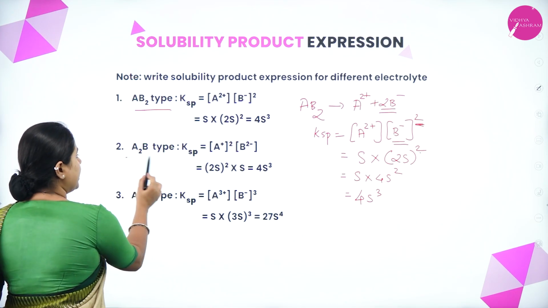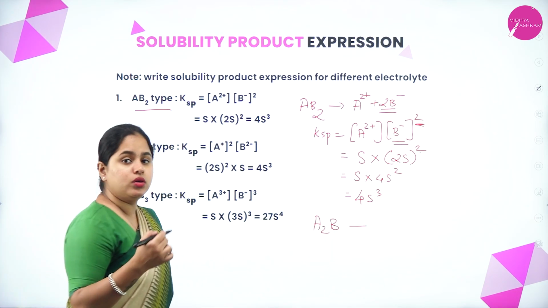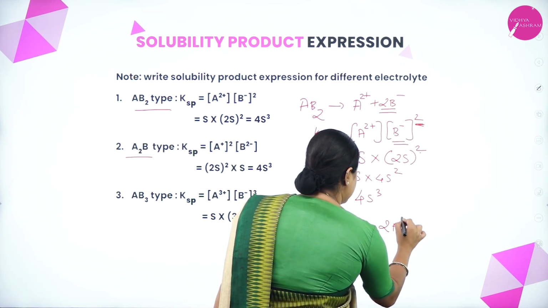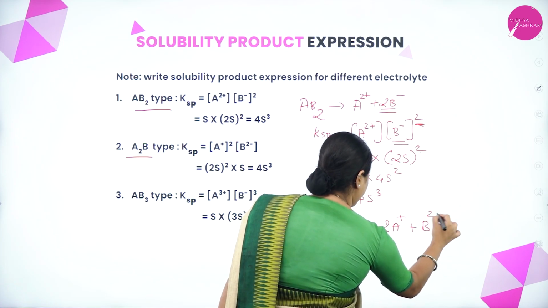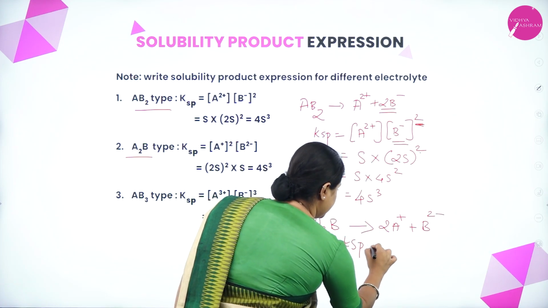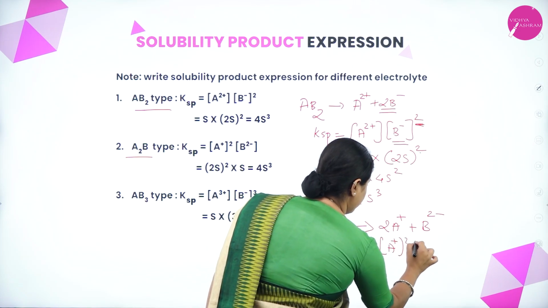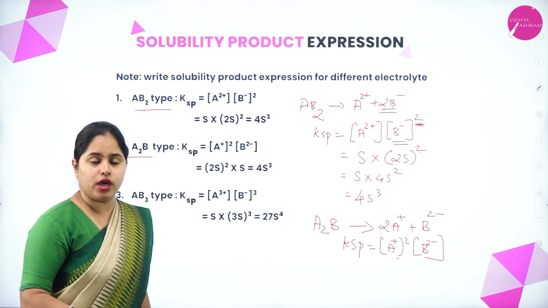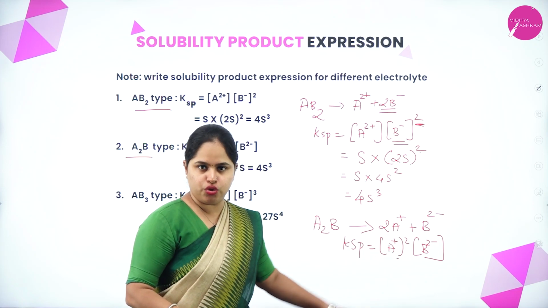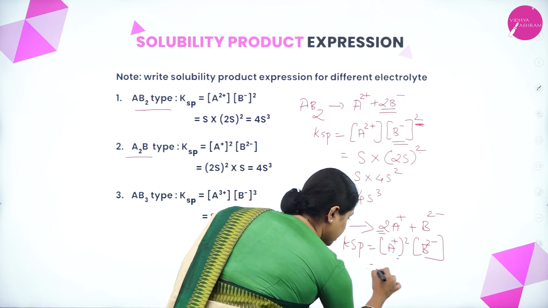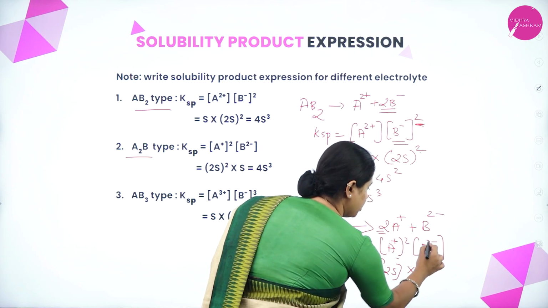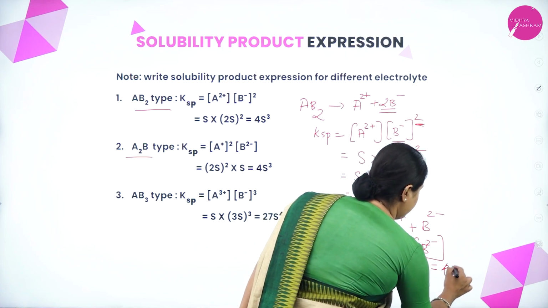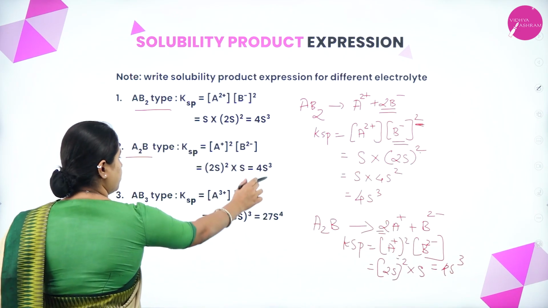Now moving on to the next one, A2B type. How does A2B electrolyte dissociate? It dissociates into 2A+ and B2-, right? So Ksp, how will you write? It will be [A+] raised to 2 into molar concentration of B2-. What is the molar concentration of A+ raised to 2? So solubility you have to write as 2S, right? It will be 2S into, this will be S, and here the 2S has a power also. So again this will also become 4S cube. I hope it is clear. This will also become 4S cube.